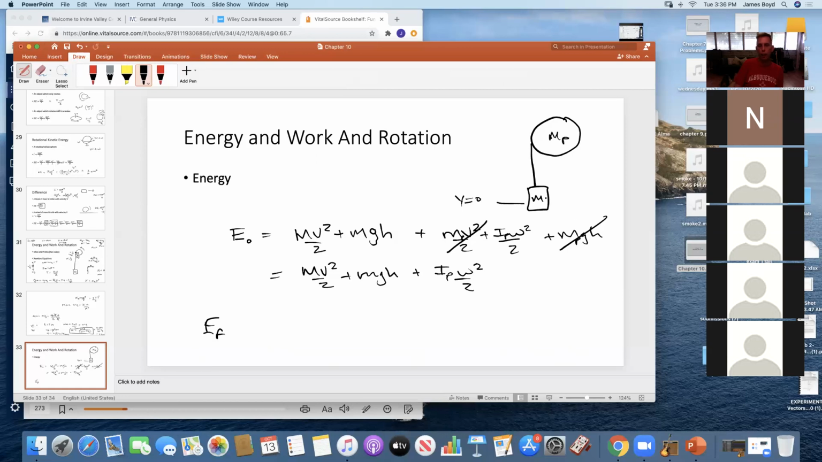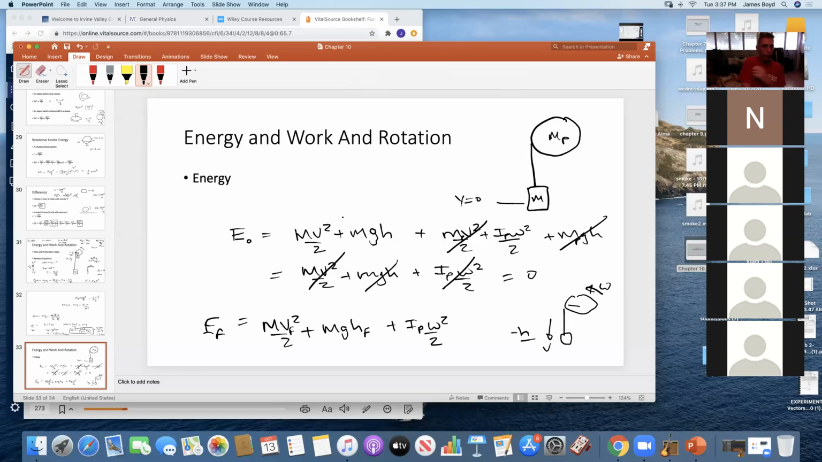The final energy, once this thing's fallen, oh, and this is 0, okay? And I'm saying this is 0, and it's not moving. So this whole thing is 0. The final, once this thing starts falling with some velocity, it's going to be at negative h, right? We need to know what h is, but we'll get there in a minute. And this thing is now rotating with omega. So the final energy is m of the block v squared over 2 plus mgh of the block, final, plus I of the pulley omega squared over 2. So we'll write that a little bit cleaner.